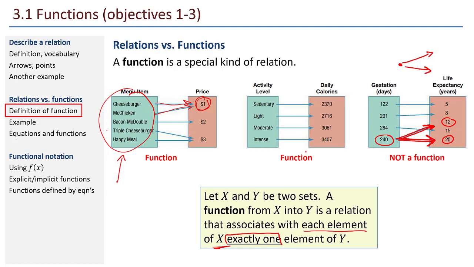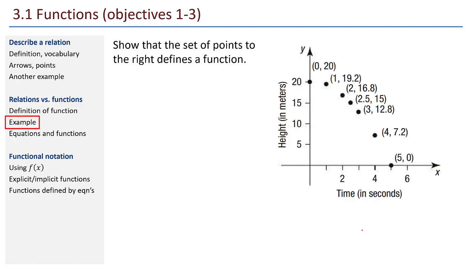The same thing is true in the second example. Every element on the left gets associated with 1 number on the right, but the problem occurs on this rightmost relation with the 240, because 240 is being associated with 2 different numbers. All right, so that's what makes a function, and how to identify something that's not a function.